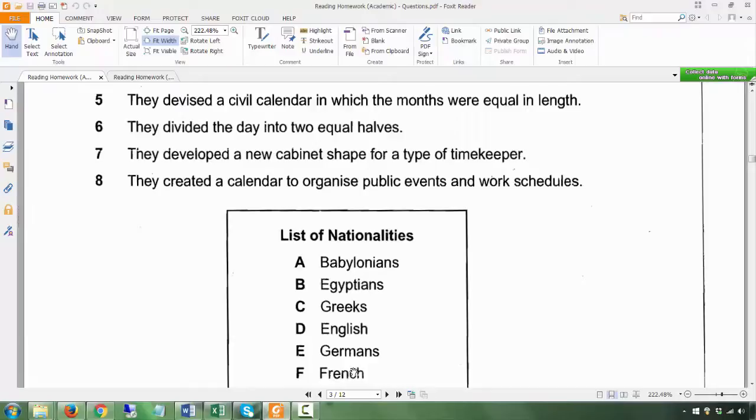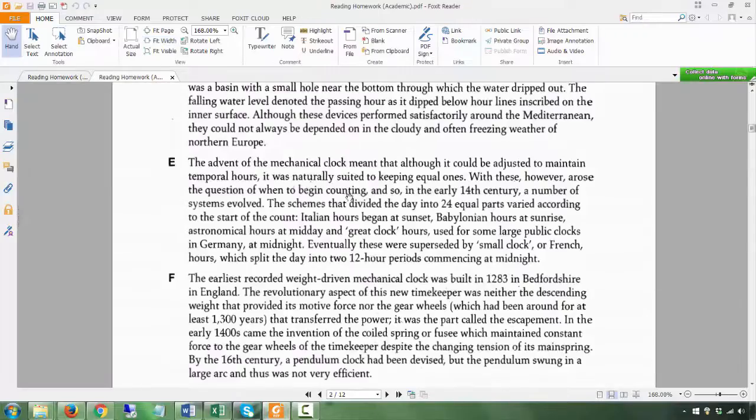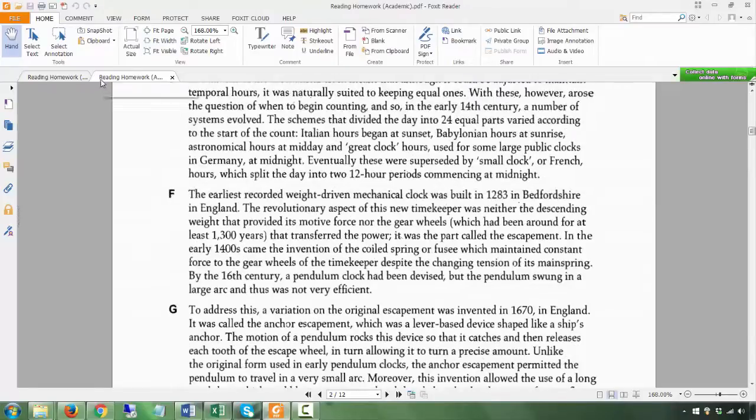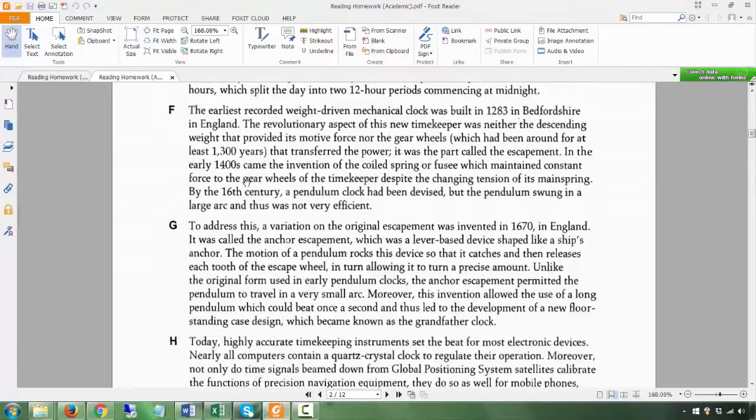For 6, they developed a new cabinet shape for a type of timekeeper. So new cabinet shape. Now it's all about a shape they developed for a type of timekeeper, something that keeps time. Okay, this is found, firstly, this is the English. And so it's basically in paragraph G.